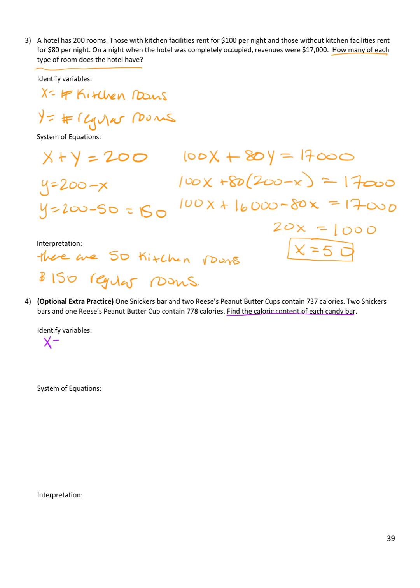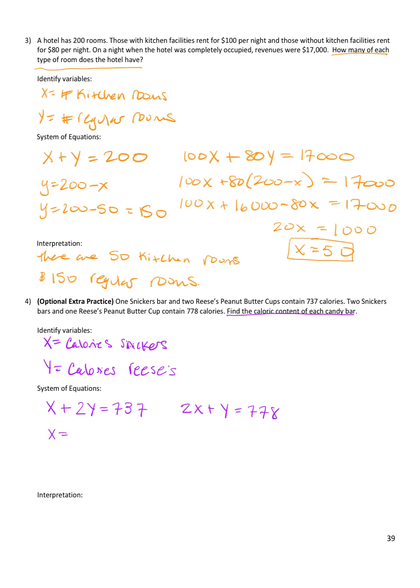So I'm going to let X be calories in the Snickers and Y be calories in the Reese's. So my system of equations, let's see, I have 1 Snickers bar, so that would be an X, plus 2 Reese's, 2y, that's 737 calories. And then 2 Snickers bars, so 2 X's, and 1 Reese's is 778 calories. So I've got 2 equations with 2 unknowns. I can solve by substitution.